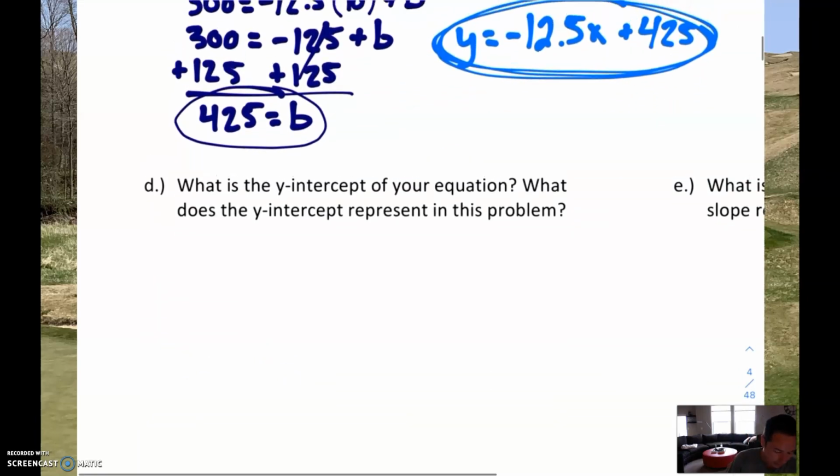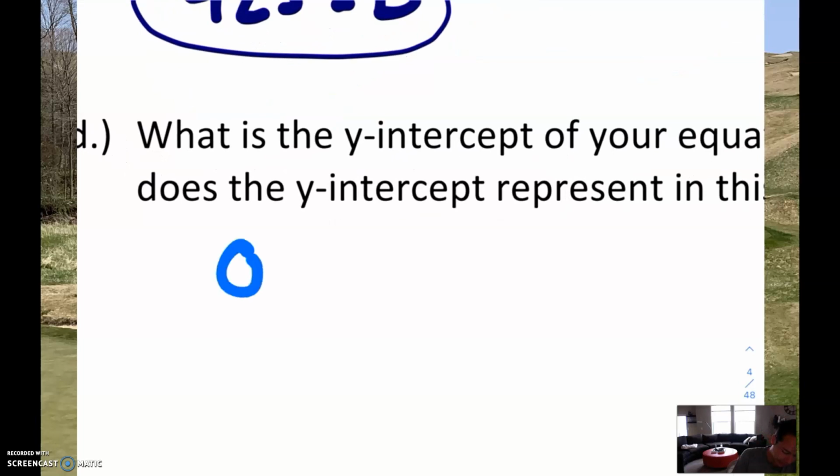Part D says, what is the y-intercept of your equation and what does it represent? So the y-intercept is this one right here. And I'm going to write it as a coordinate, 0, 425.